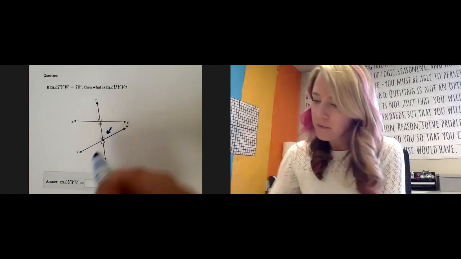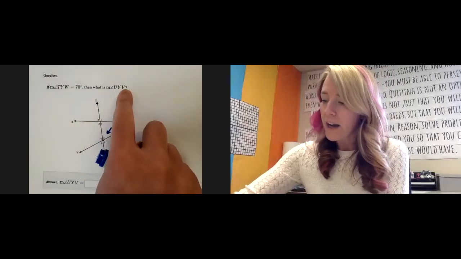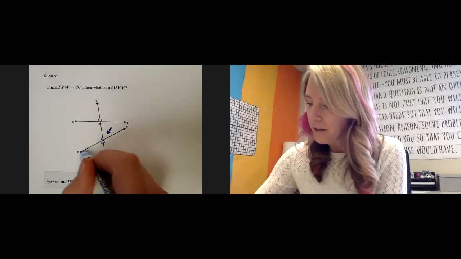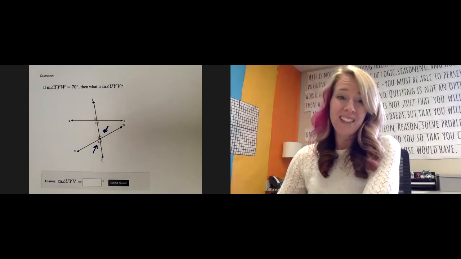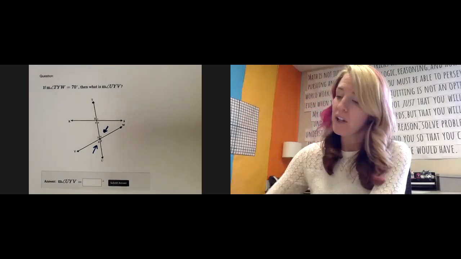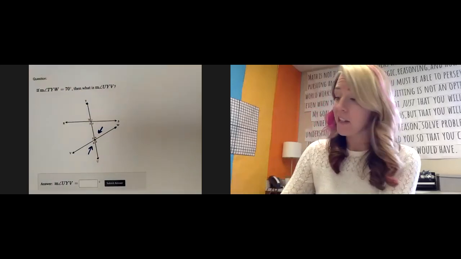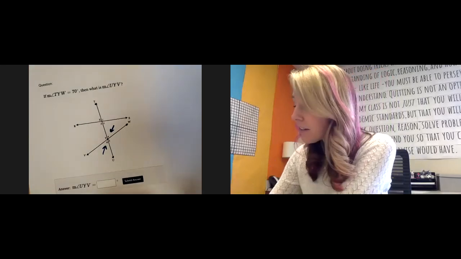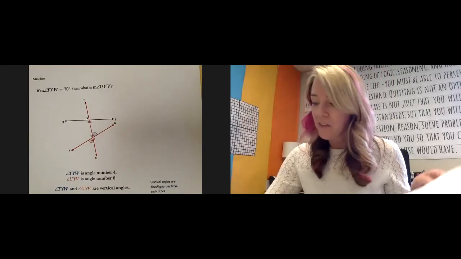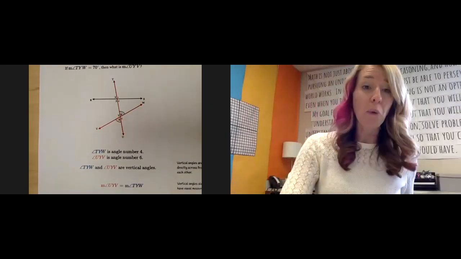Same thing here, TYW. So I'm looking at this one compared to UYV. Also, once again, vertical, they're going to be equal. So if one is 70, the other is 70. And that's all you got to do on that assignment. Okay, let me give you again that nice explanation with the visual that will help you.